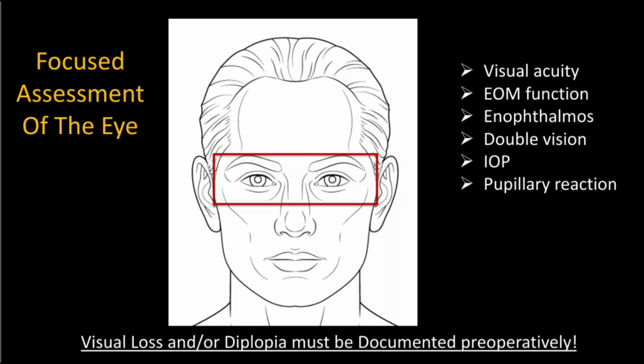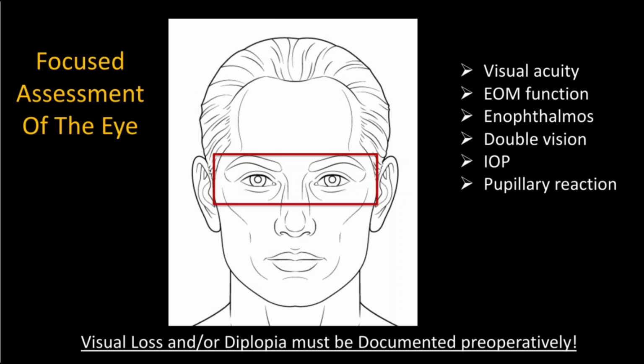Coming to focused assessment of the eye, what do we look for? We look for visual acuity, we look for extraocular movement functions, we look for anophthalmos, we look for double vision, we look for intraocular pressure, and we look for pupillary reaction. Whenever pupillary reaction is compromised, it is highly suggestive of optic nerve damage.